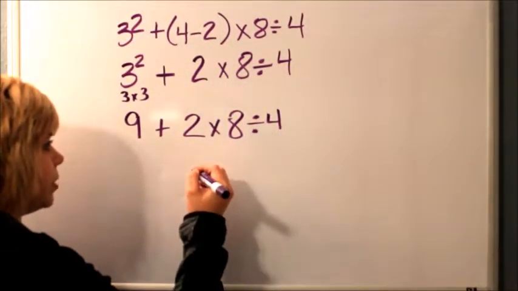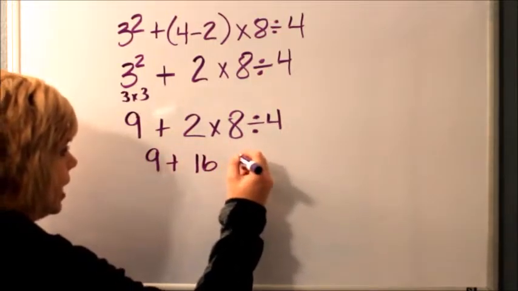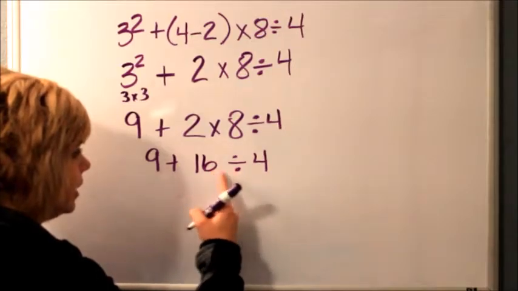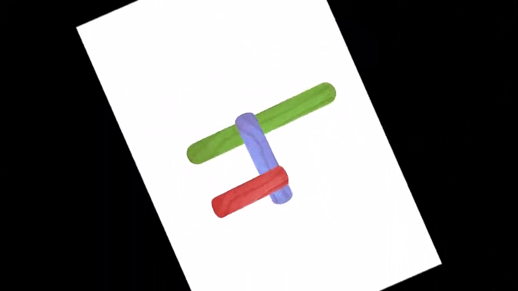So we have 2 times 8, which is equivalent to 16, and we go ahead and rewrite with that. Now we're ready to do our division. 16 divided by 4 is 4, so we write that along with our 9.